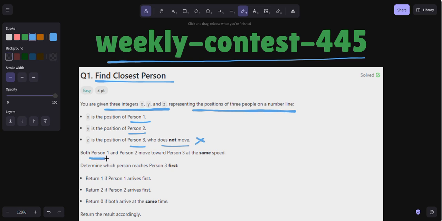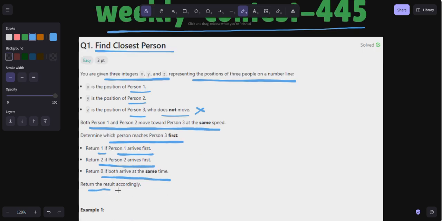Alright. Both person 1 and person 2 move towards person 3 at the same speed. We have to determine which person reaches person 3 first. Return 1 if person 1 arrives first, return 2 if person 2 arrives first, and return 0 if both arrive at the same time. Okay, and then we have to return the result accordingly. Okay, so we have solved this problem.